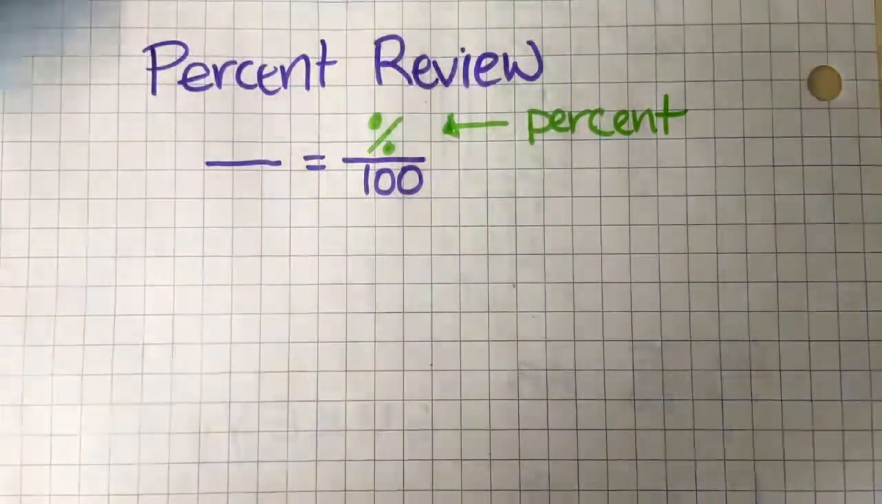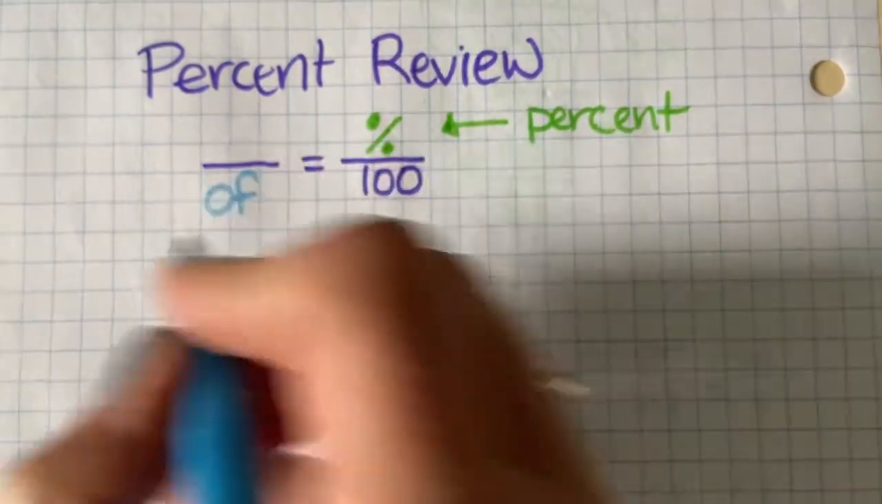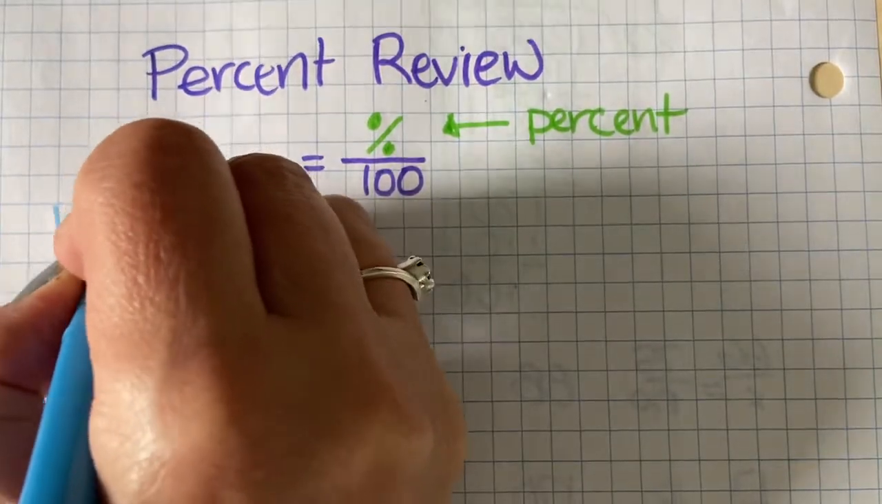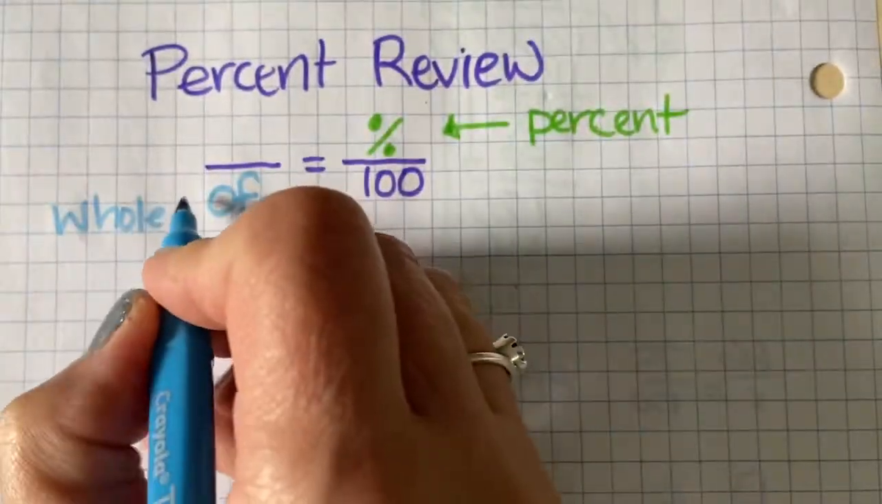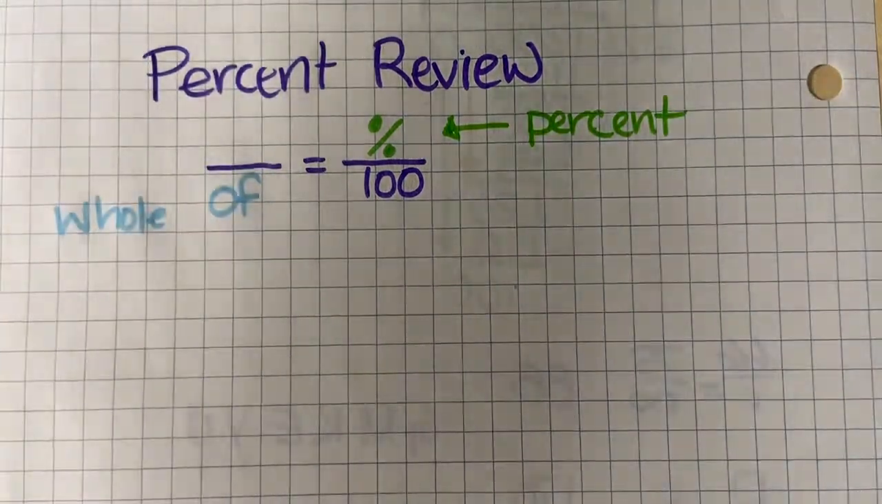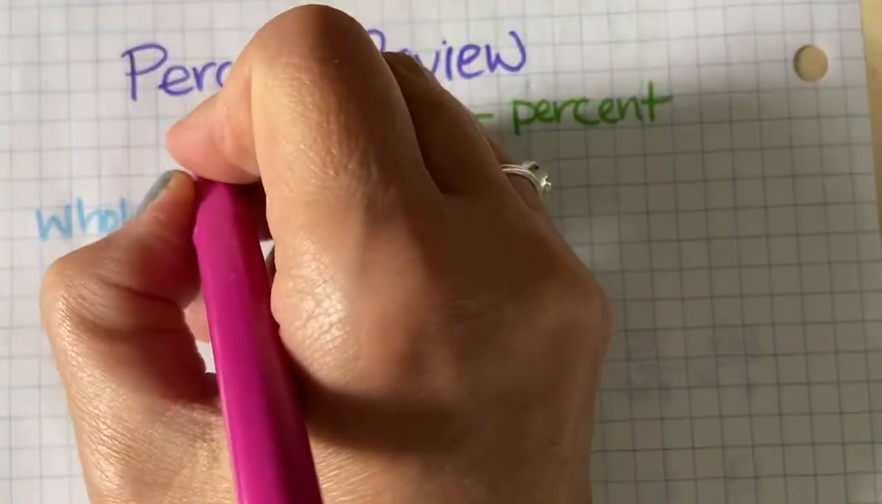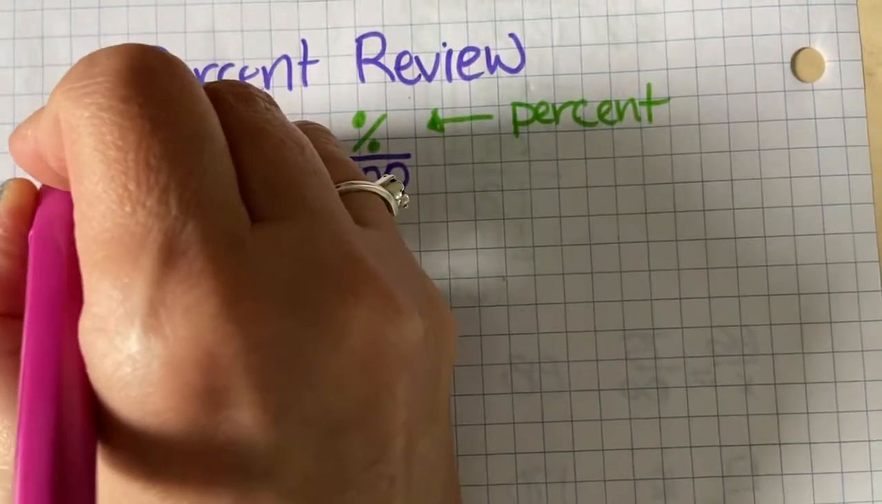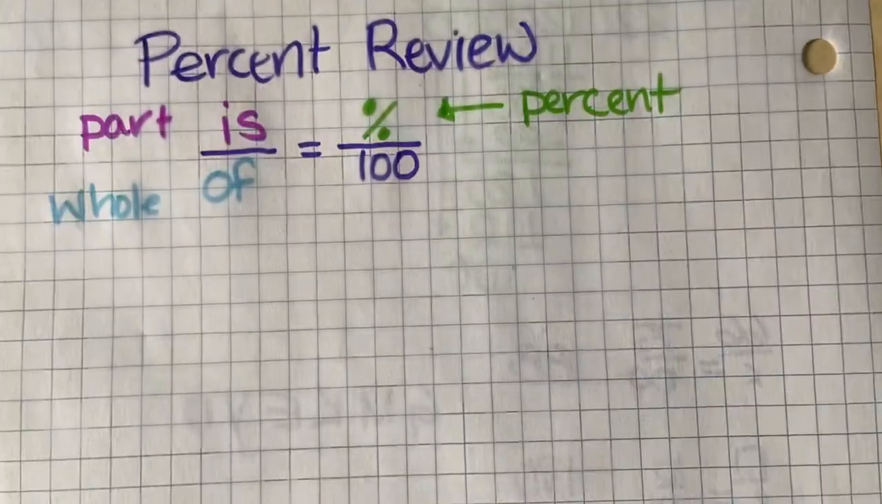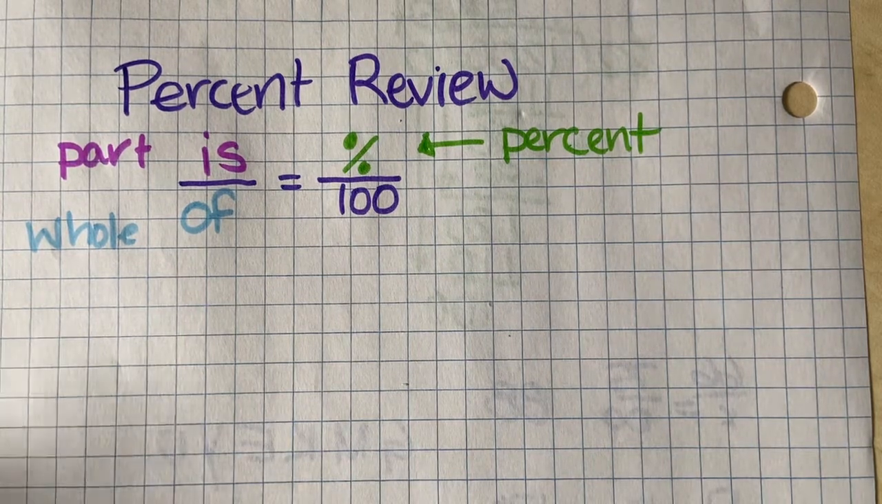All right, on the bottom, this is your of or your whole. They are the same thing. The of is the whole, so it's the whole amount of something. Your numerator is going to be the part, and that's your is. The reason I use is and of is that sometimes it's really easy to set up a percent proportion just with the words is and of.